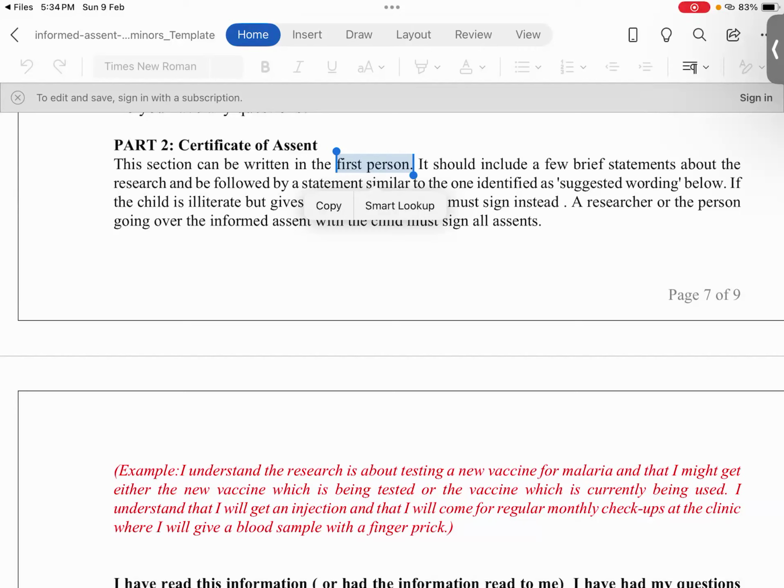99.9% you will face a written test. There they don't check how well you can write. They simply see that you have an idea. Suppose they have given you some informed consent. If you have not written this section in the first person, they think you don't know anything.